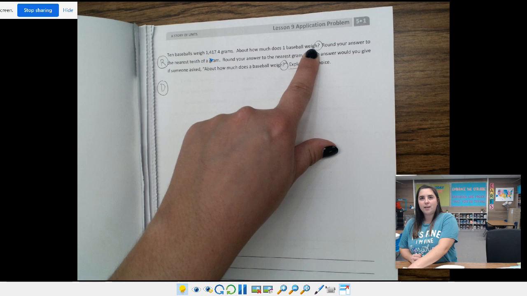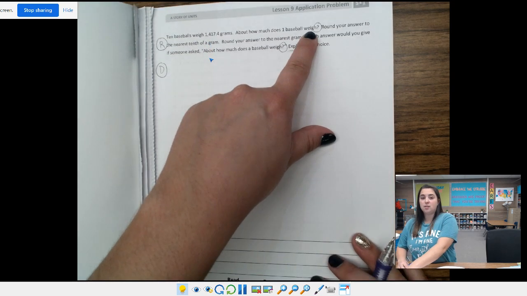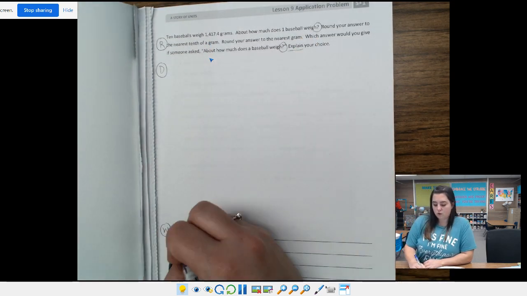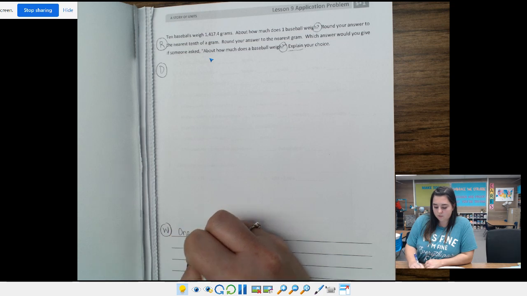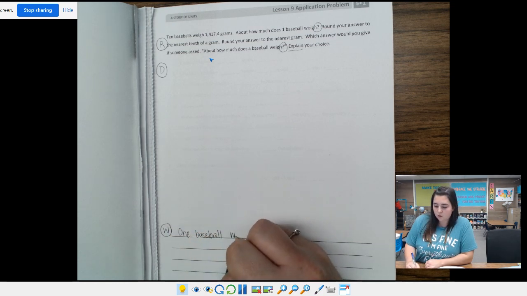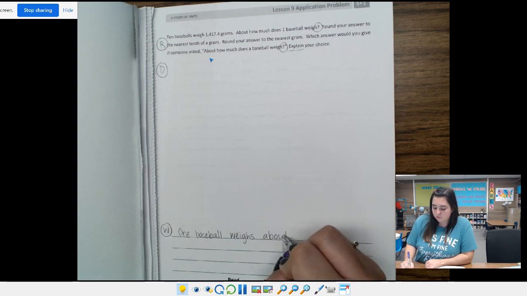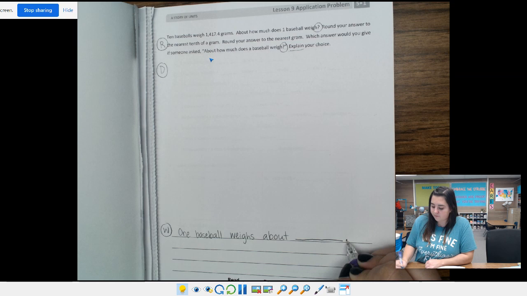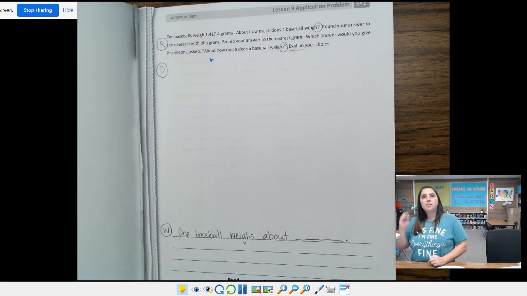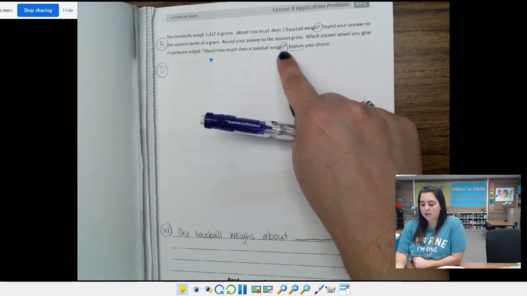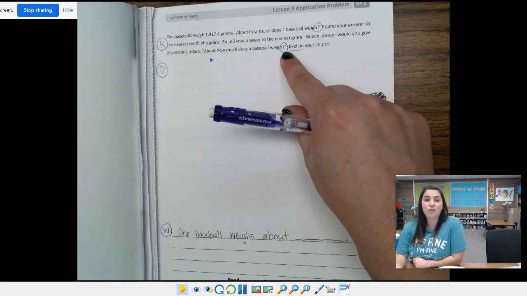How could we write that? Turning it into a sentence. One baseball weighs about blank. There we go. I see it as an answer now. The second question mark, and pause the video if you need more time to write.